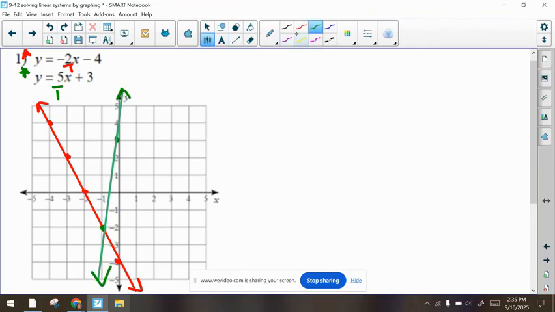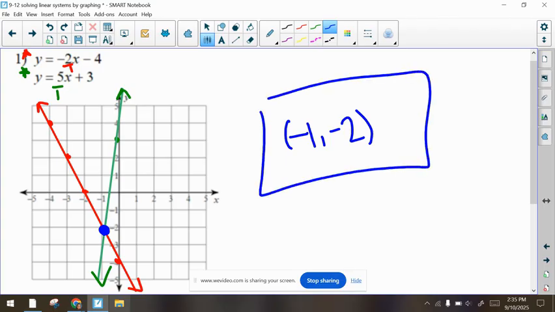My answer to the question is not the graphs, though. My answer is the point where they intersect. So I would say the solution is -1, -2. So our entire goal today is to graph 2 lines and look for the point where they intersect.